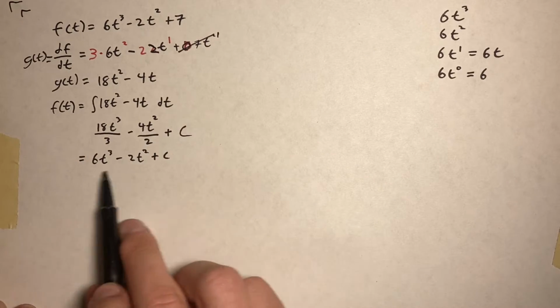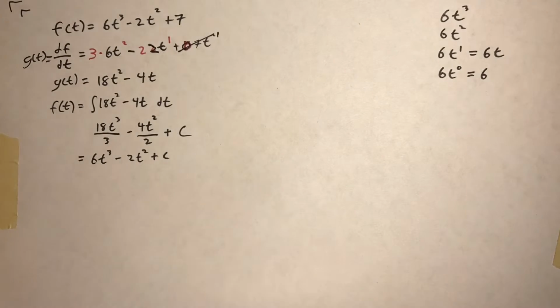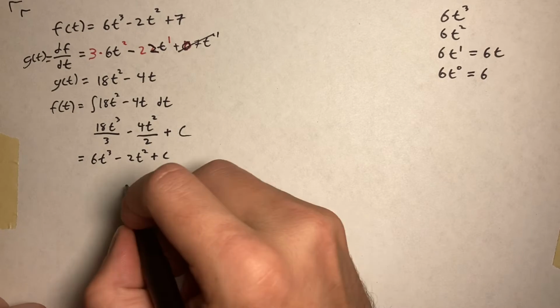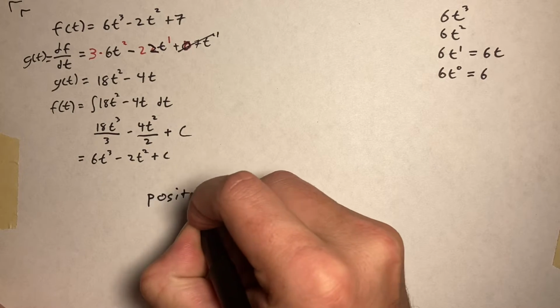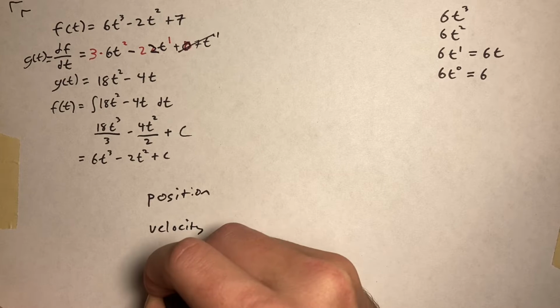We can see that this function is the same as our original function. So when we do a derivative and then an integral, it undoes it. Okay, derivatives and integrals are important because they help us understand the relationship between position, velocity, and acceleration. Okay, so I'm going to write this as position, velocity, and acceleration.